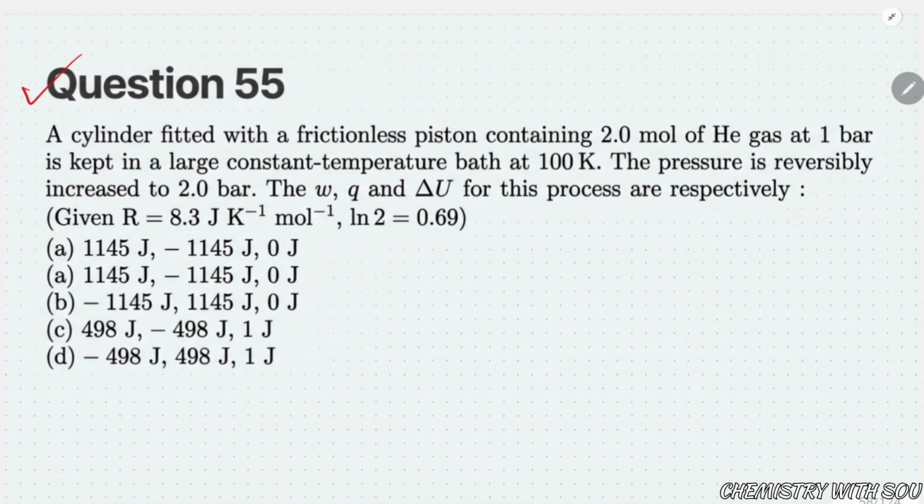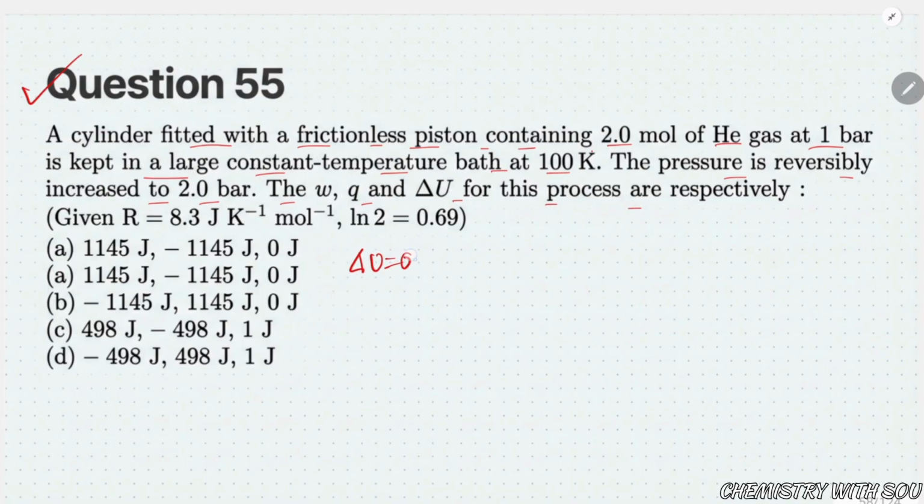Question number 55. A cylinder is fitted with a frictionless piston containing 2 mole of helium gas at 1 bar, kept in a large constant temperature bath of 100 K. The pressure is reversibly increased to 2 bar from 1 bar. The W, Q, del U for this process respectively are. So this is an isothermal process.